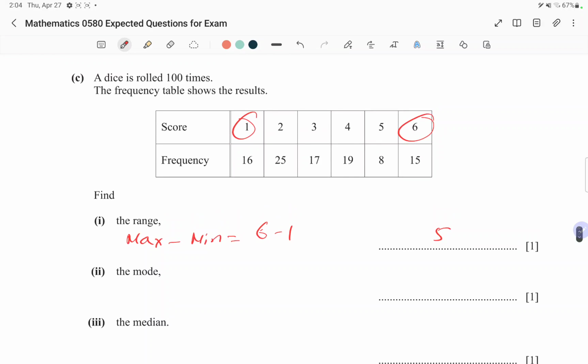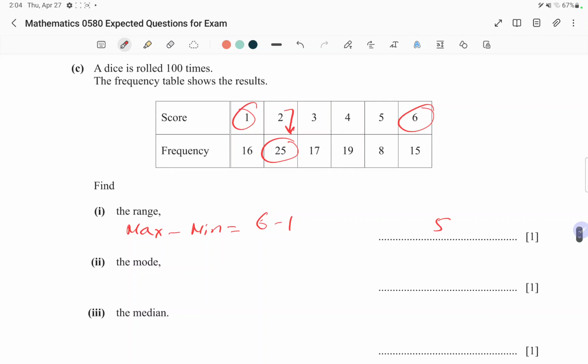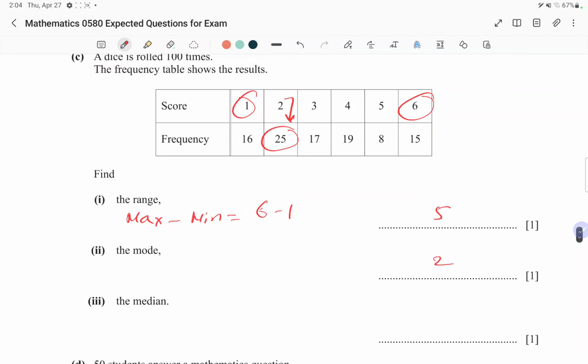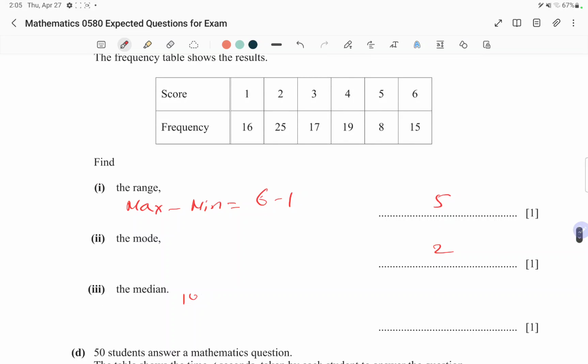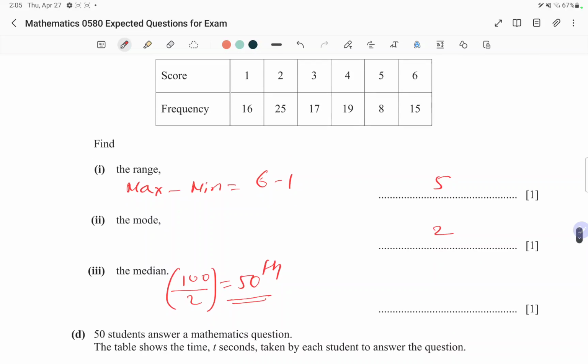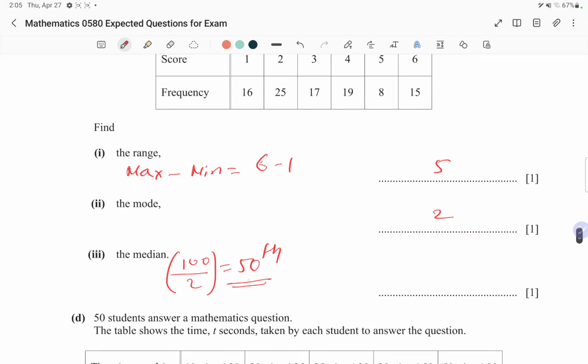Mode is the number which is appearing the maximum number of times. So that is 2. 2 appears 25 times. So mode should be 2. Now median. Median is the number which came in the middle. For finding median, just divide 100 by 2. So this is the 50th value, right? We have to take average when it comes to an integer, so we consider the 50th value and the 51st value and then divide by 2.